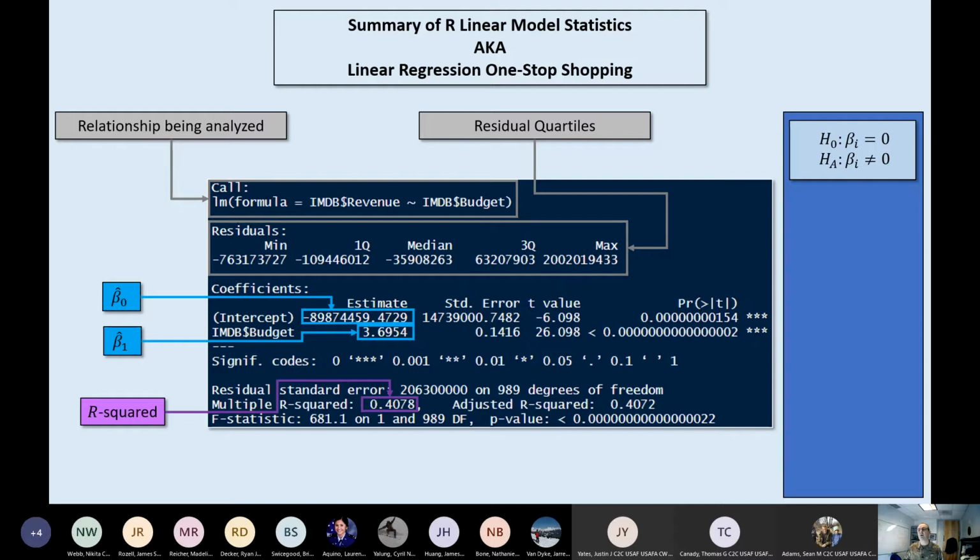But before I go on to that, are there any questions about that null and that alternative hypothesis?